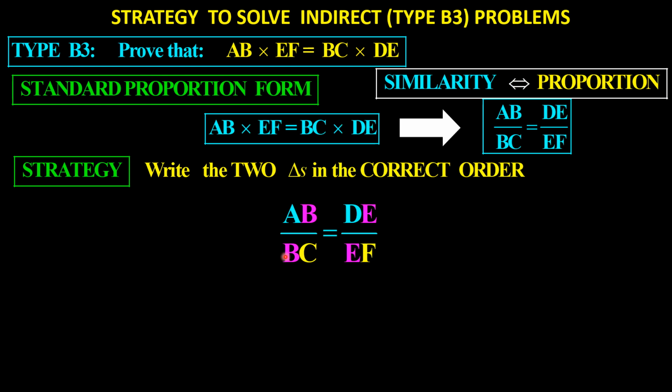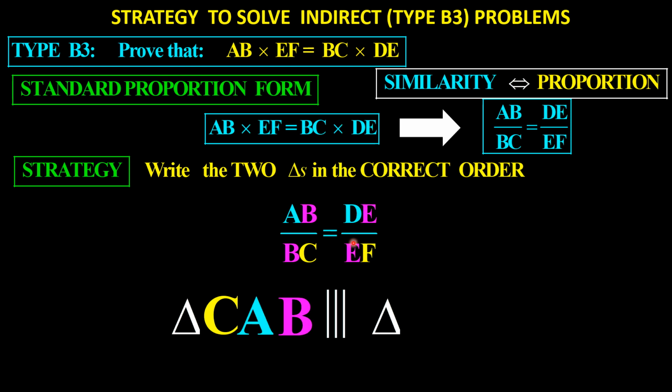So this is ABC. Let's take it this way. ABC, so that's going to be CAB. And there's DEF, so that's going to become FDE. Very easy. And then we're ready to prove that they are similar.